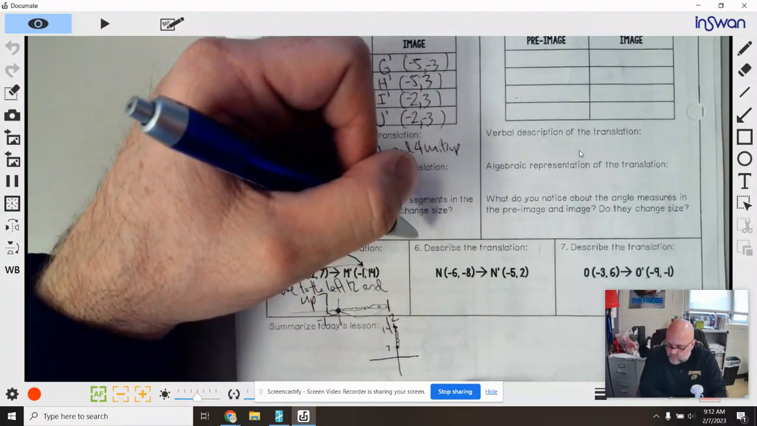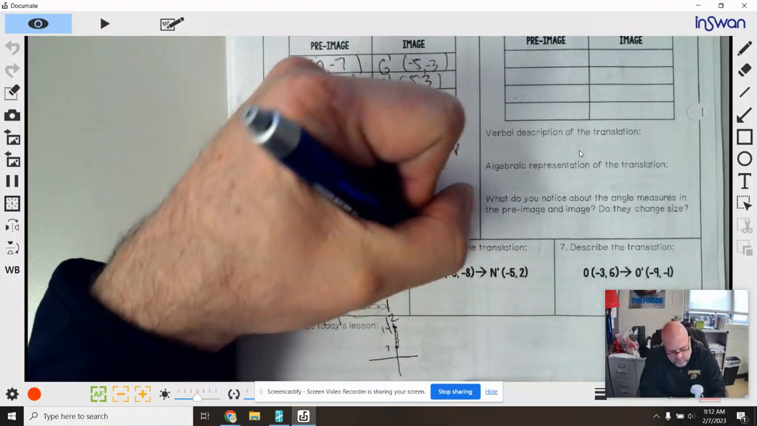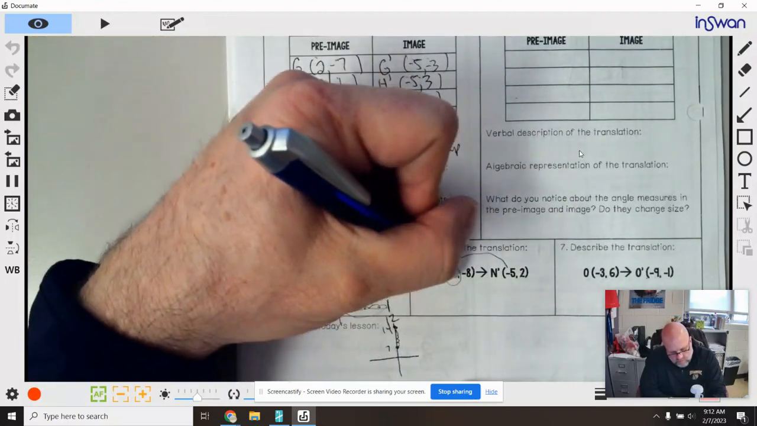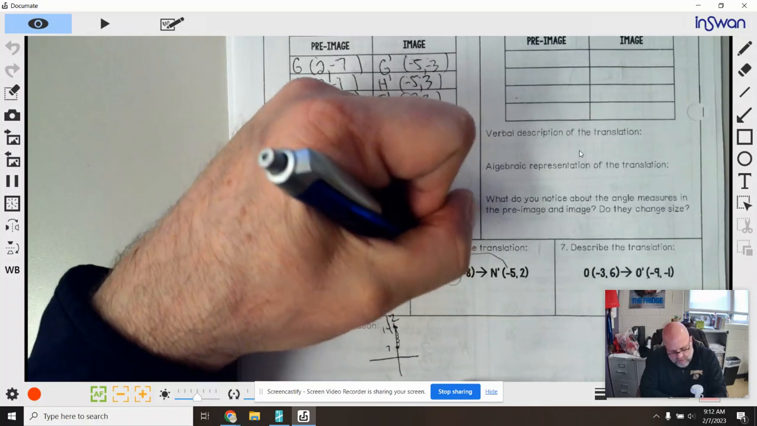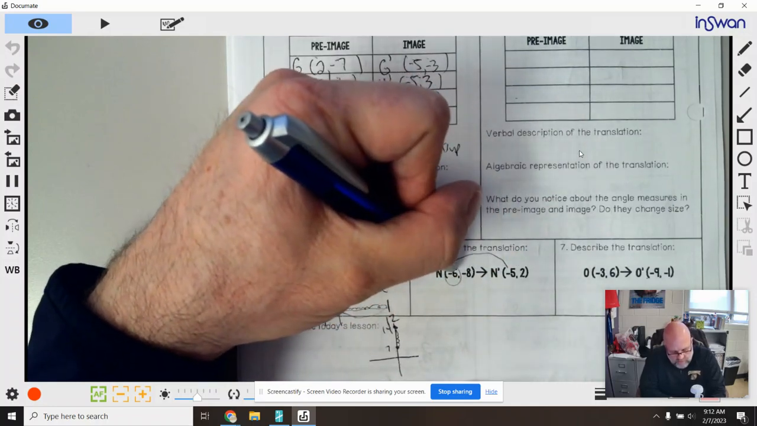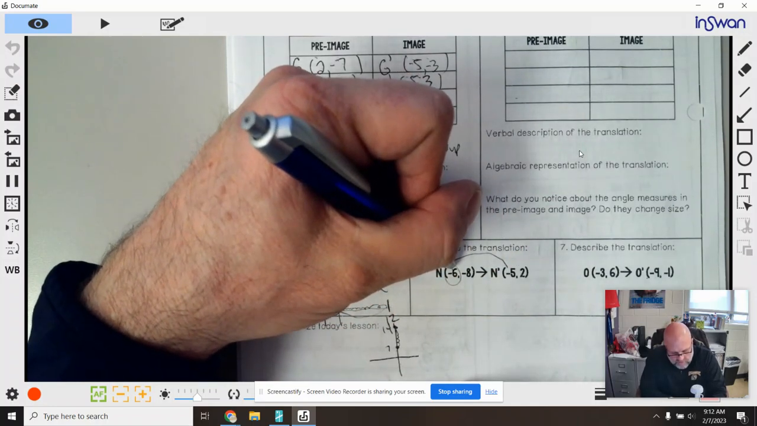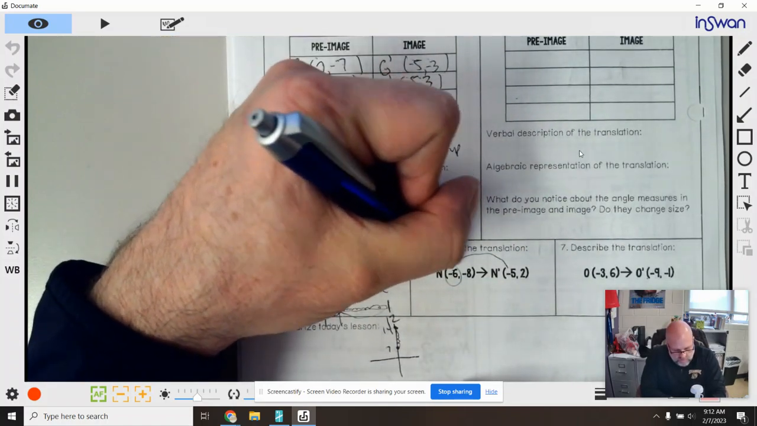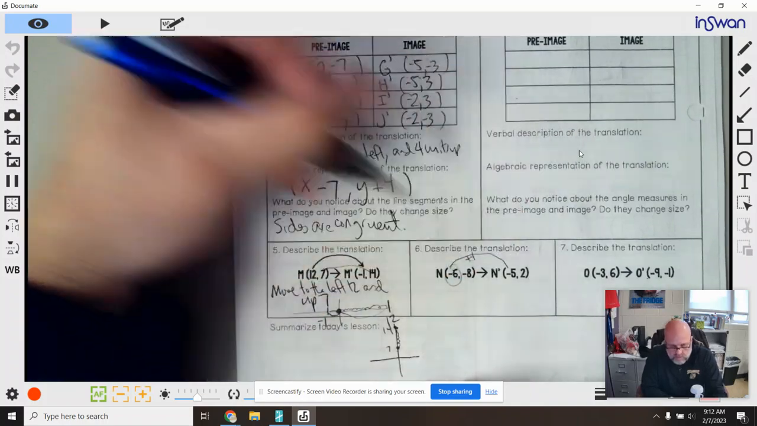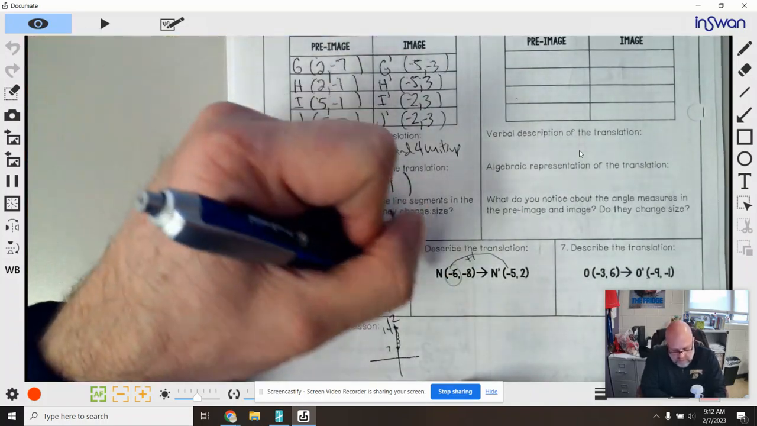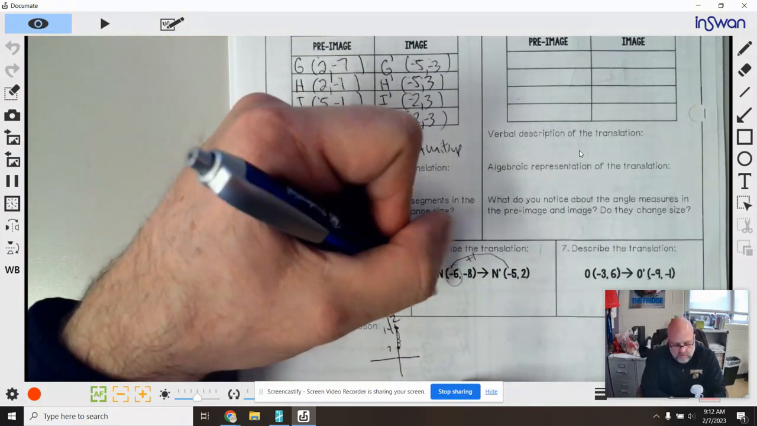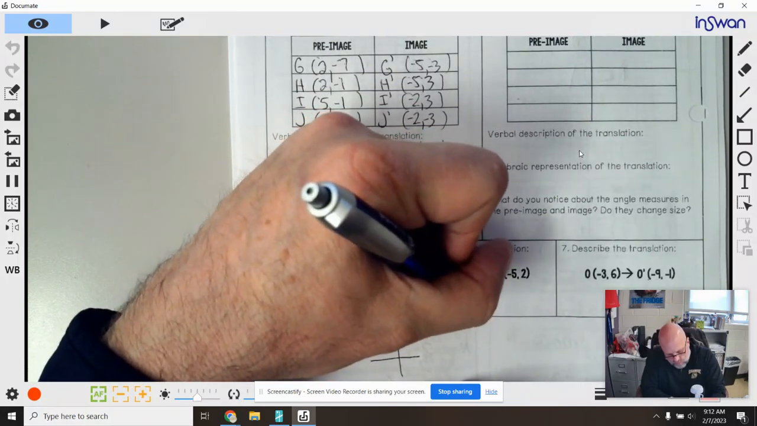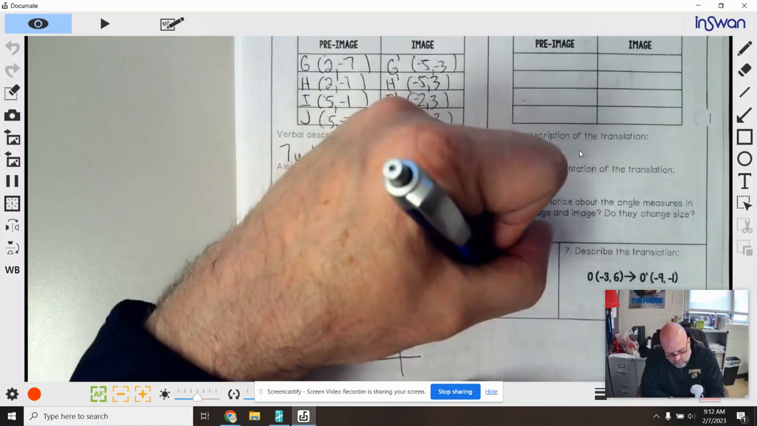Number 6. Describe the translation. Negative 6 to negative 5. What happened there? What do I need to add or subtract to negative 6 to get to negative 5? And that's going to be plus 1 because negative 6 plus 1 is negative 5. So if you're adding 1, we know that's not going to the left. That is going to the right. So move to the right 1.